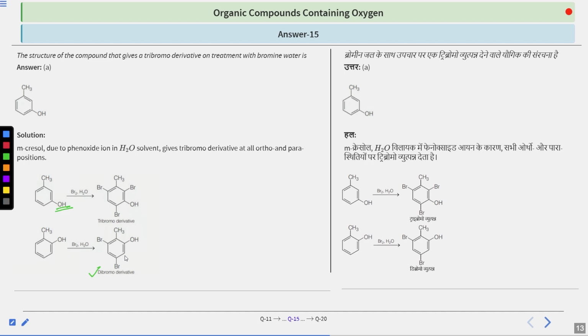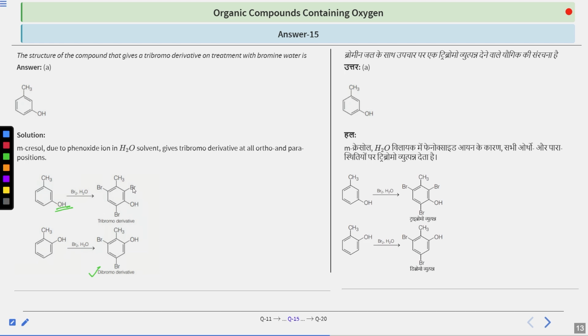So when you react it with bromine water, you can only get the dibromo derivative, right? Because one of the ortho positions is already occupied by the hydroxyl, you are left with only two sites, one para and one ortho, at which the electrophile bromine can attack. So we only get the dibromo derivative. But the question asks that we get the tribromo derivative.